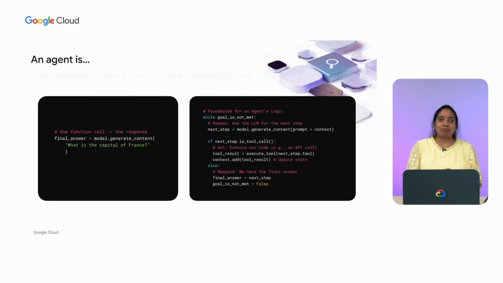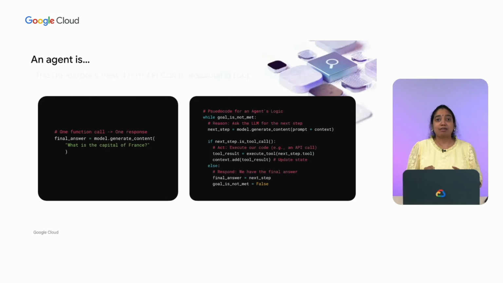But as developers, let's translate that into code. What does this actually mean for us? A standard call to an LLM is a single stateless transaction. You call a function like, for example, model.generate_content. You send a prompt and you get a response back. It's a simple request response.